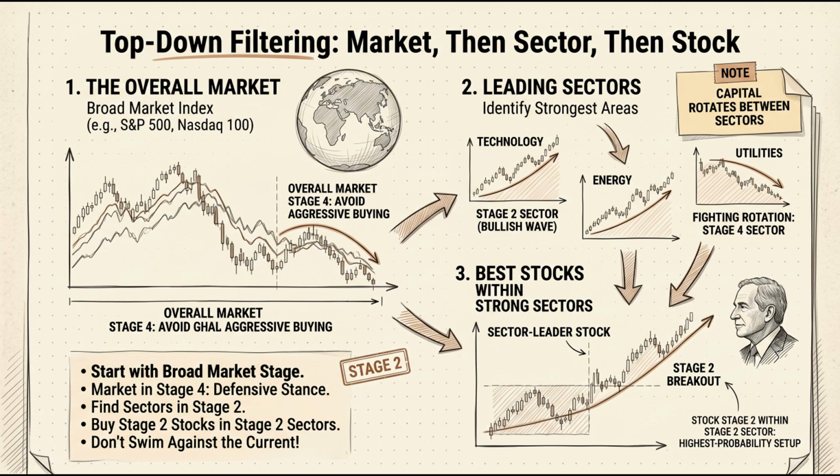Step 3. Select leading stocks within those strong sectors. A stock in stage 2 within a sector that is also in stage 2, while the broad market supports risk-taking, offers the highest probability setup. Fighting sector rotation by buying a stage 2 stock in a stage 4 sector is essentially swimming against the current.